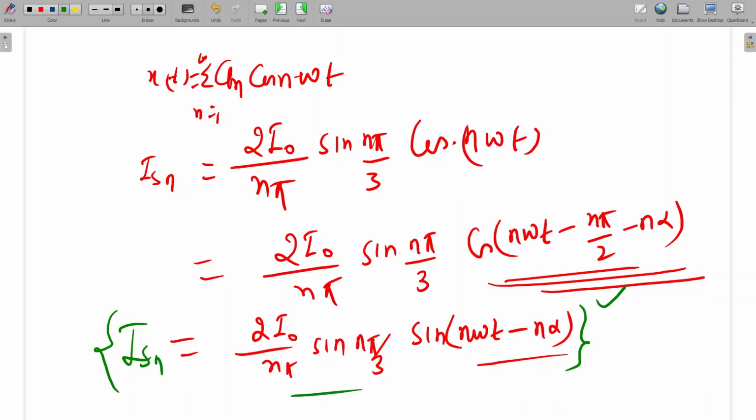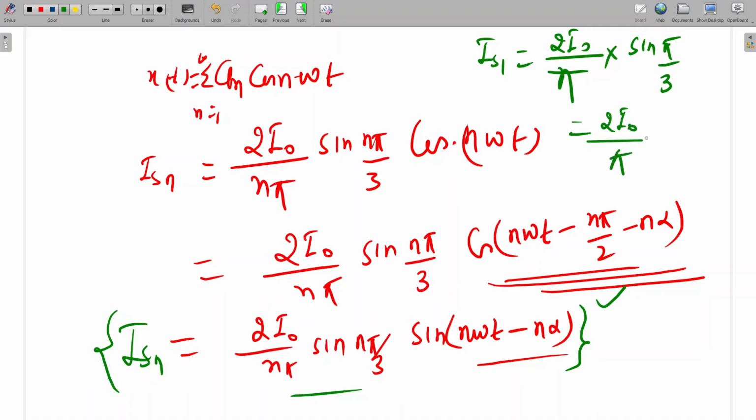Okay, if we see the fundamental, what will happen? IS1 will be 2 I naught upon pi into sin pi by 3. So what will be this value? Sin pi by 3 is root 3 by 2. So 2 I naught upon pi into root 3 by 2, and here it will be divided by root 2. So it will be IS1.